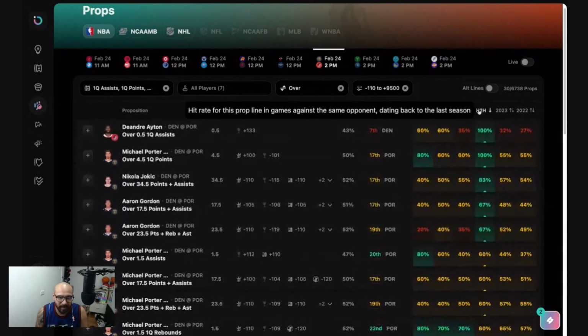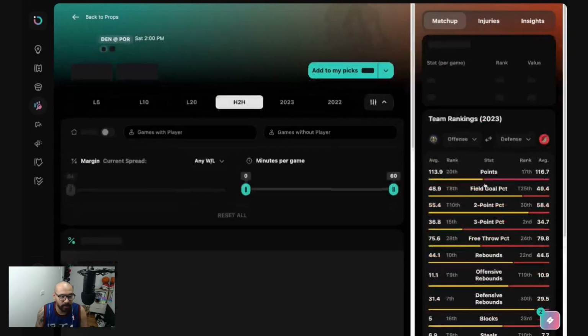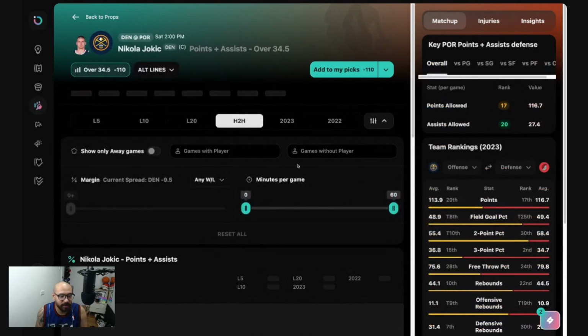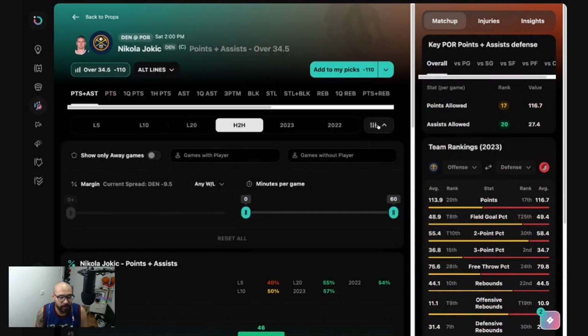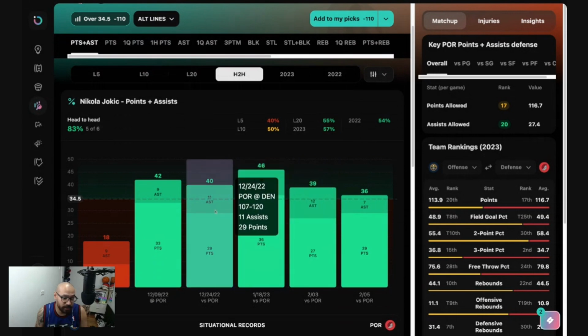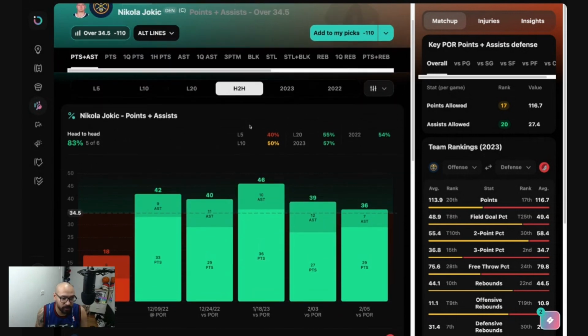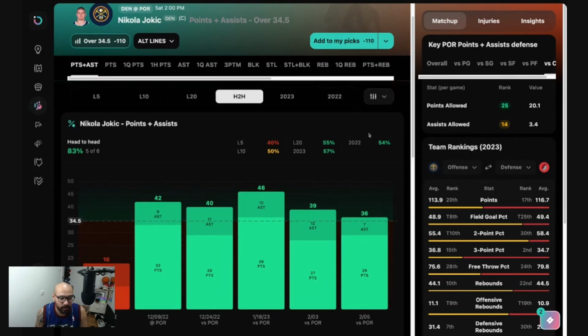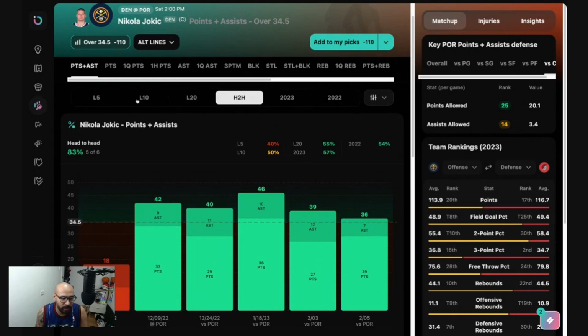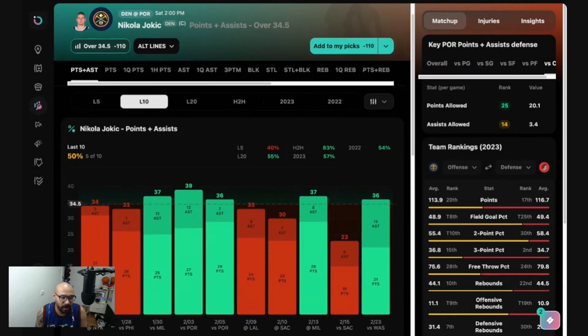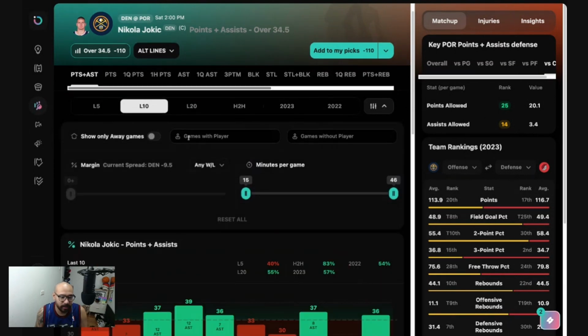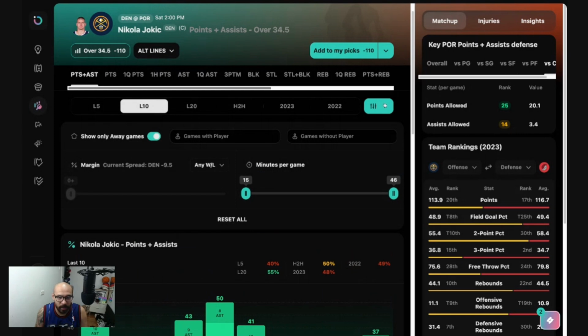If we look at head-to-head matchups, given the long history that these teams have, what have we got? Nikola Jokic, over 34.5 points and assists. So in head-to-head matchups, he's covered this in 5 consecutive games against Portland. So that's good. He's got a good matchup to score points, assists. It's not bad either, but it's not a great matchup. So his points and assists, he's covered in 5 of his last 6. If we look at his last 10 games, he's only covered in 5 of his last 10. But let's check the away splits because that might work in our favor.